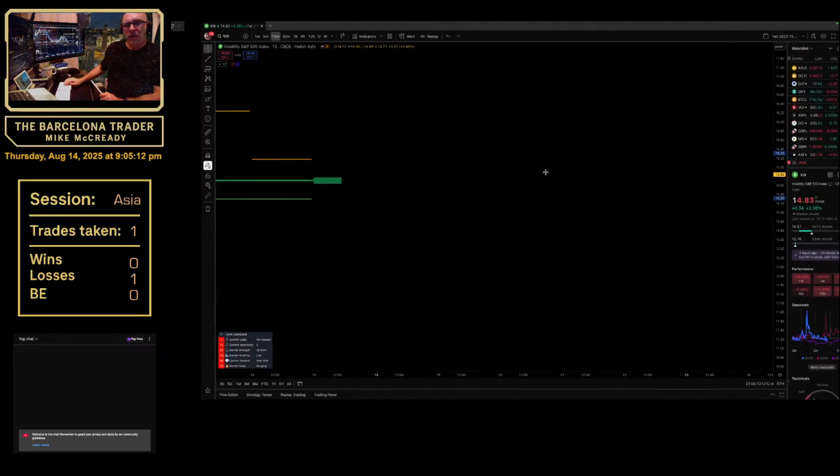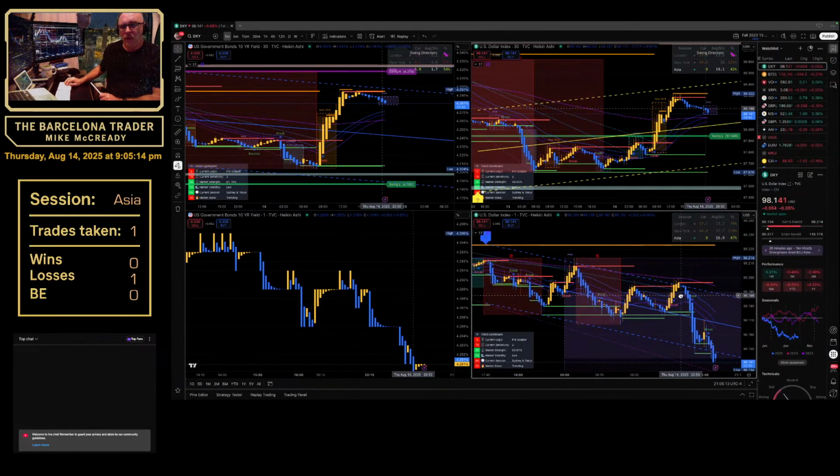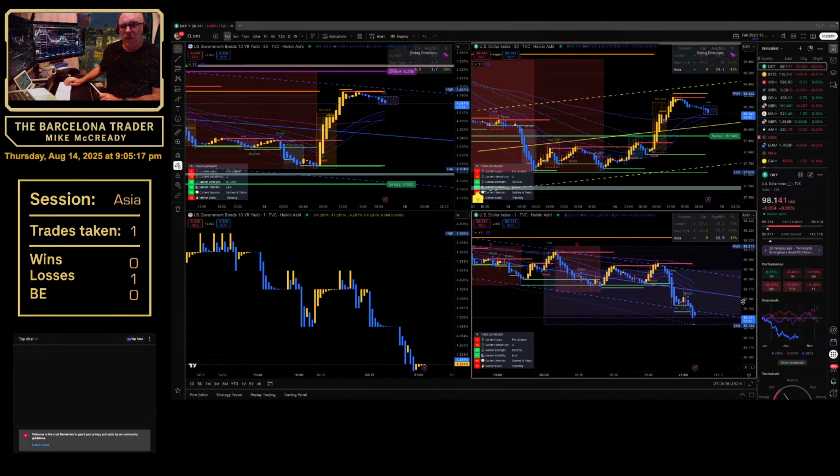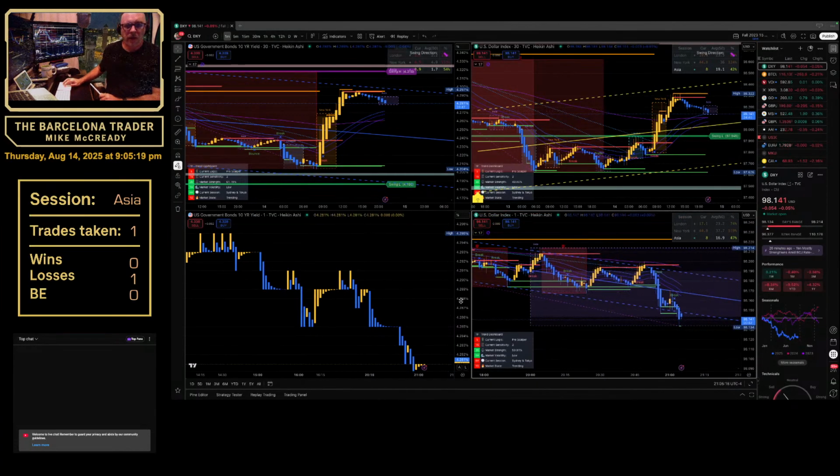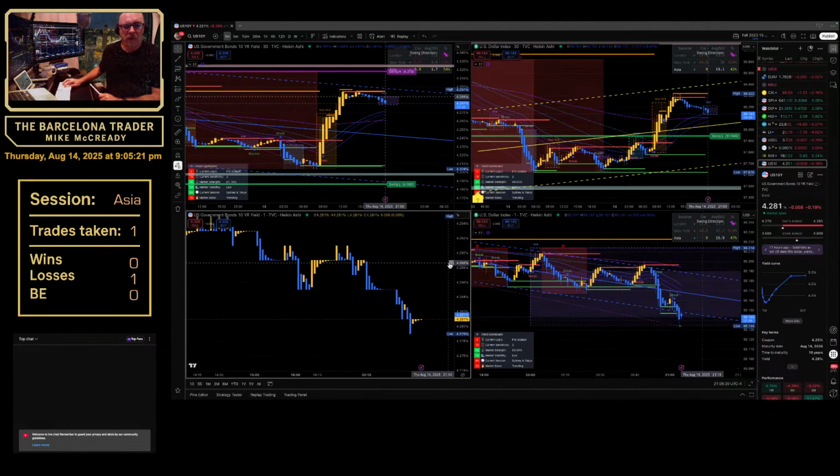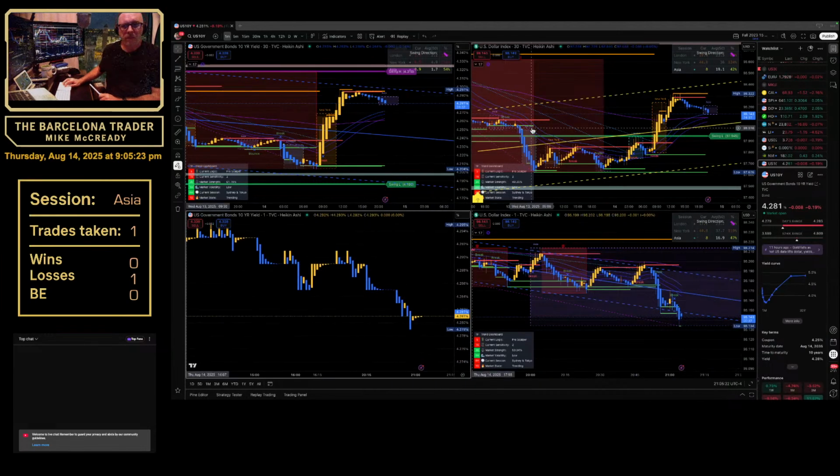Let's take a look at what the dollar's been doing. The dollar has been falling. So that augurs well for gold price going up.